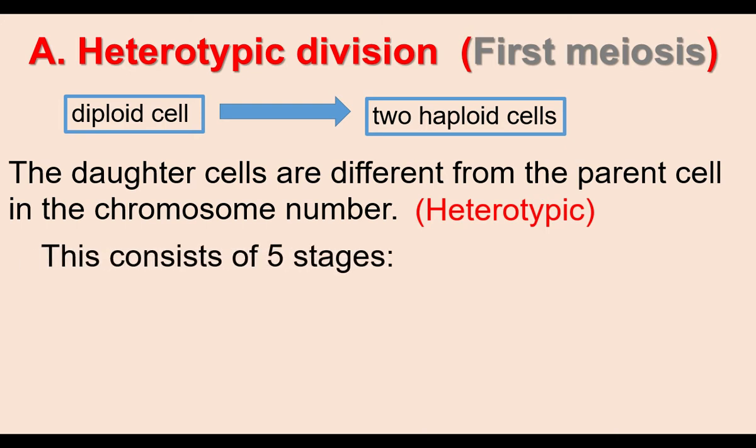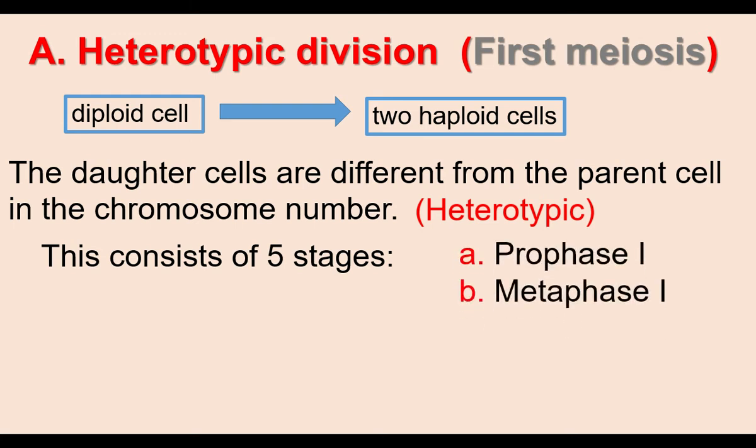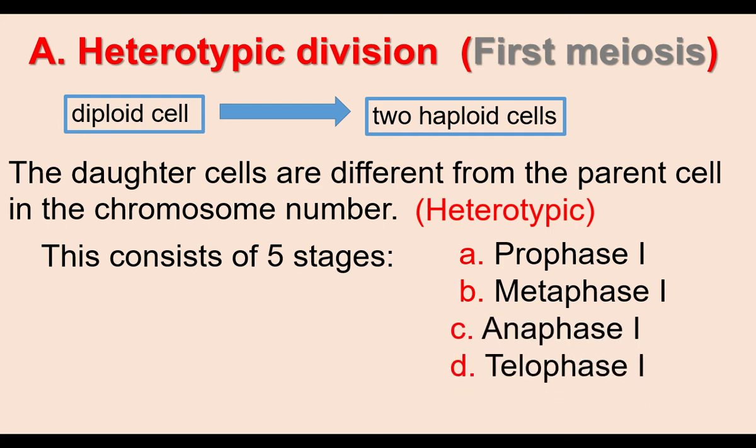Meiosis 1 consists of 5 stages: prophase 1, metaphase 1, anaphase 1, telophase 1. After telophase, the cytoplasm divides, that is cytokinesis. Let us see the stages one by one.